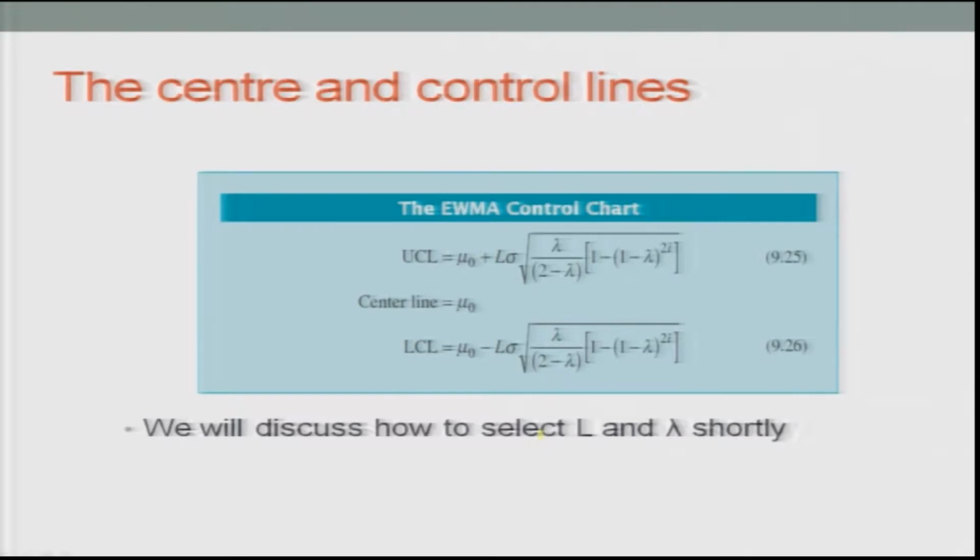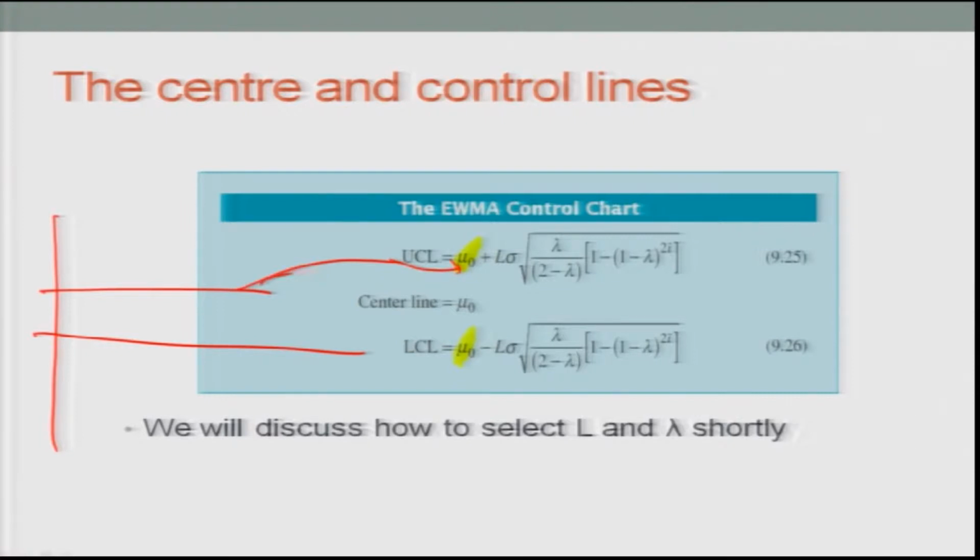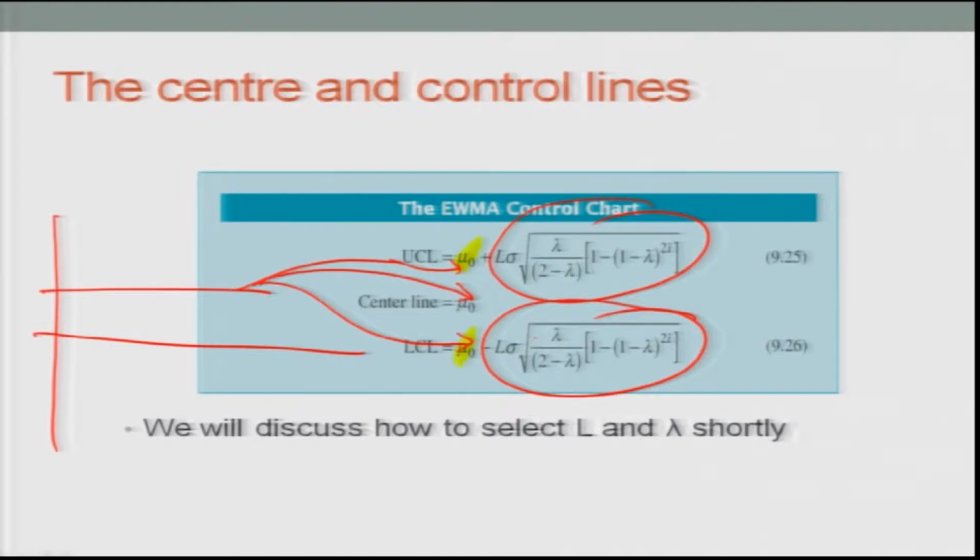I am just giving the formulas for the upper control and lower control limits of the exponential moving average charts. Mu naught is basically the target value. The central line would be the mean, which is again mu naught as discussed. The plus and minus fluctuations would be of the same quantum, but that would basically depend on two factors.